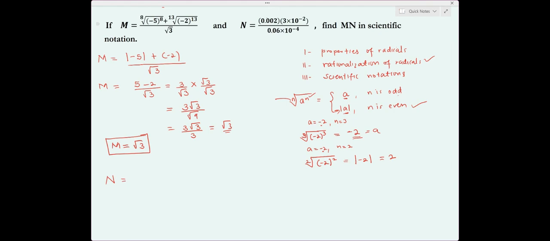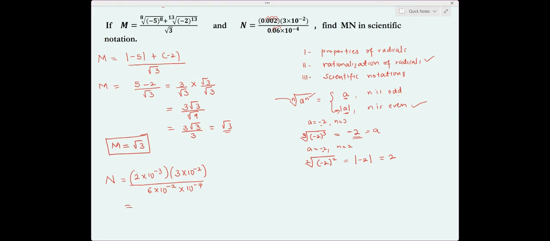N is this. You can see the decimal here, so we can shift the decimal from left to right. So 1, 2, 3. So this becomes 2 times 10 raised to power minus 3. Then we have 3 times 10 raised to power minus 2. We divide by, here also we move from left to right. So 1, 2. So this is 6 times 10 raised to power what? 6 times 10 raised to power minus 2. Then we have times 10 raised to power minus 4.